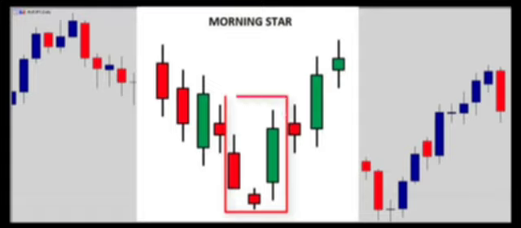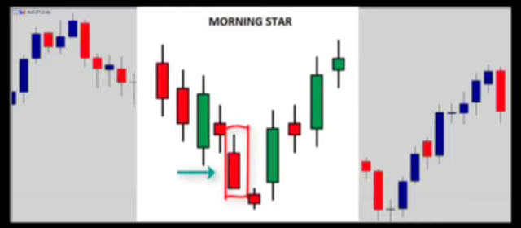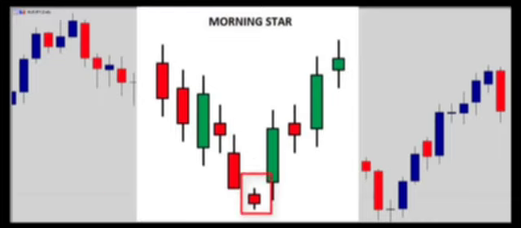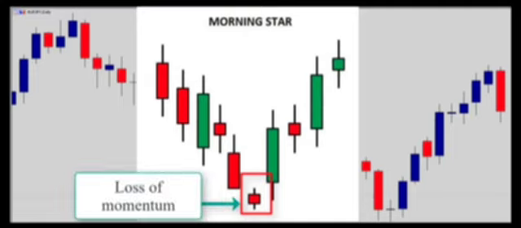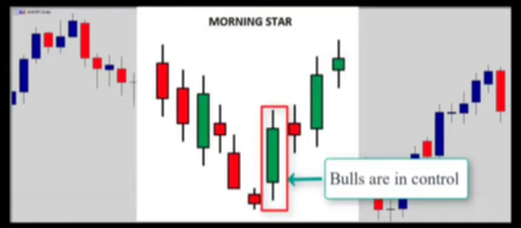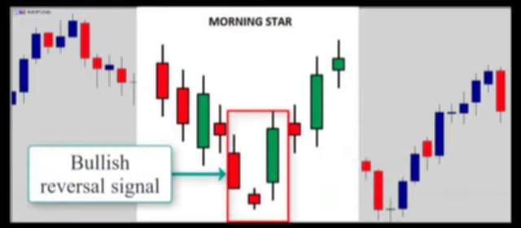So what does the Morningstar tell us when it occurs in a downtrend market? When the market is trending down, the formation of a long bearish candle confirms that the bears are continuing the downtrend. The second small body shows a possible loss of momentum. The third bullish candle indicates that bears are no more in control of the market, and the bulls will take control. When this pattern happens in a downtrend, it indicates a bullish reversal signal.